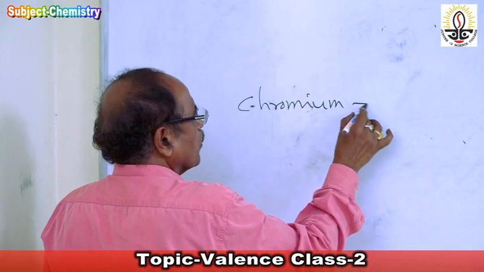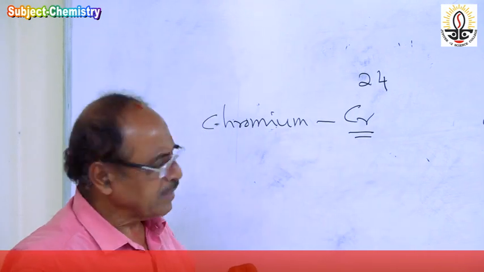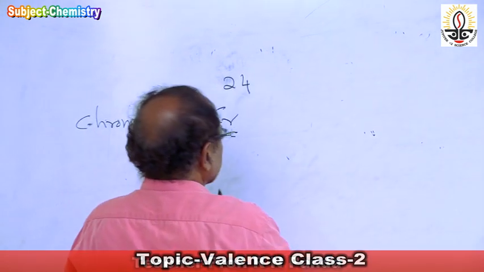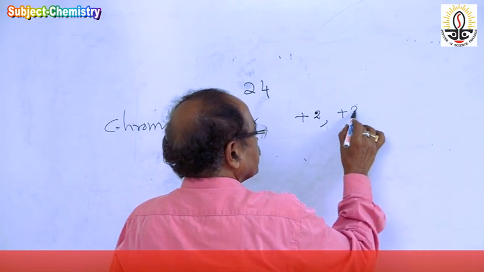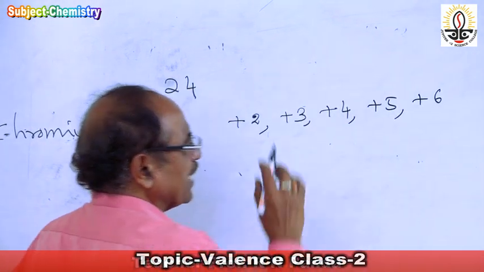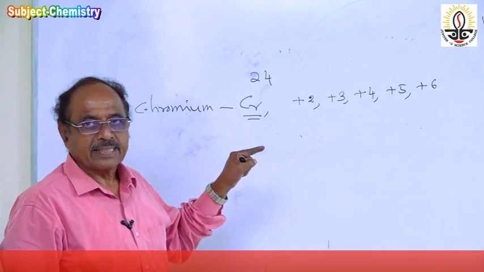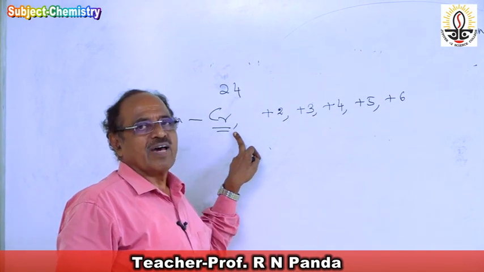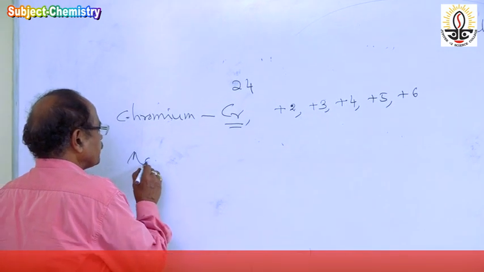Chromium has atomic number 24 in the periodic table. This element exhibits a number of variable valence states: plus 1, plus 2, plus 3, plus 4, plus 5, plus 6. So why not 7? Because it is 6B of the modern periodic table. The group number indicates the highest valence state, so 6. Similarly, you come to manganese.